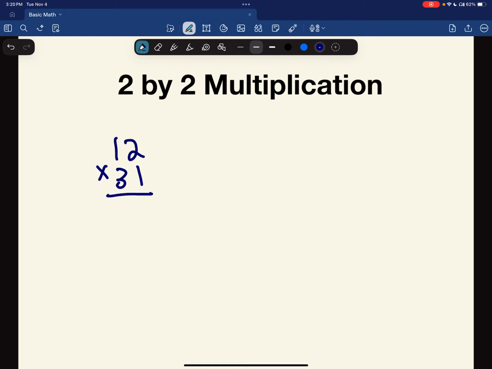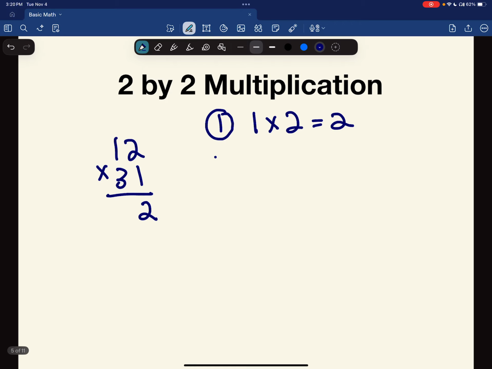So I wrote 12. Directly under the 1, I wrote a 3. Directly under the 2, I wrote a 1. So we have 12 times 31. Our first step is we are going to do 1 times the digit directly above it, which is 2. So 1 times 2 is 2. And I'm going to write that 2 under 31, directly under the 1.